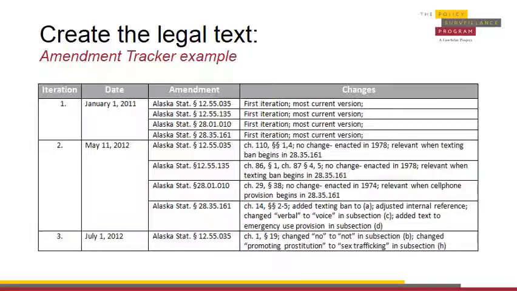Above is an example of an amendment tracker. For more information on creating an amendment tracker, see How to Build an Amendment Tracker under Related Resources for Module 8 on lawatlas.org. Now that the law is organized hierarchically and chronologically for policy surveillance projects, it is time to create the legal text that will be used to code.